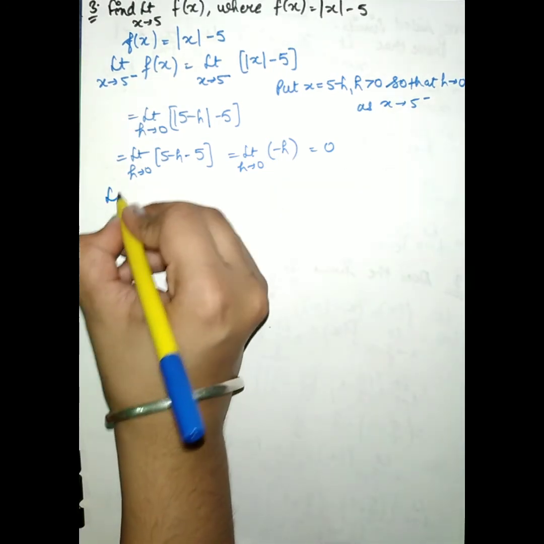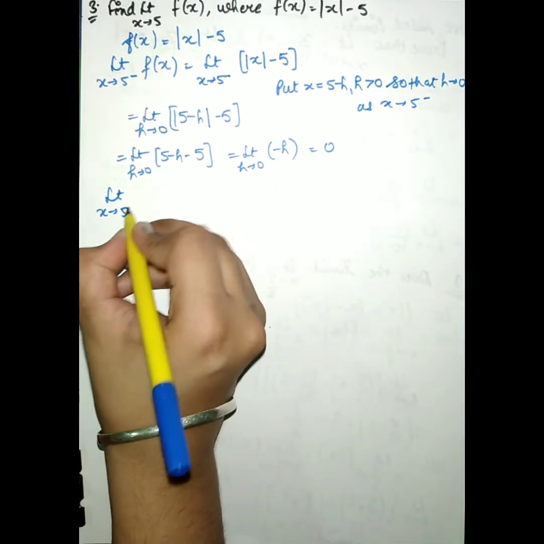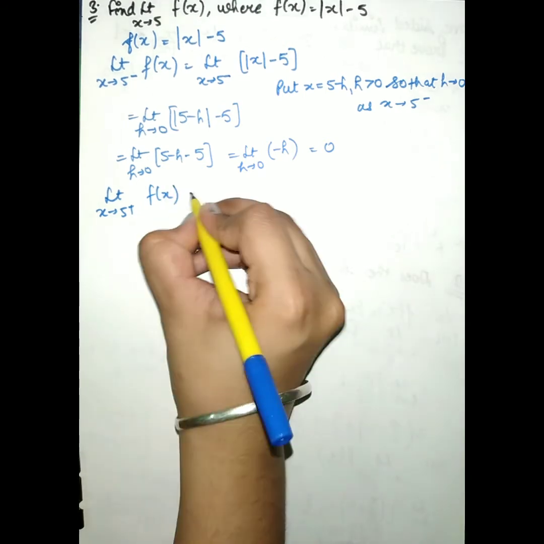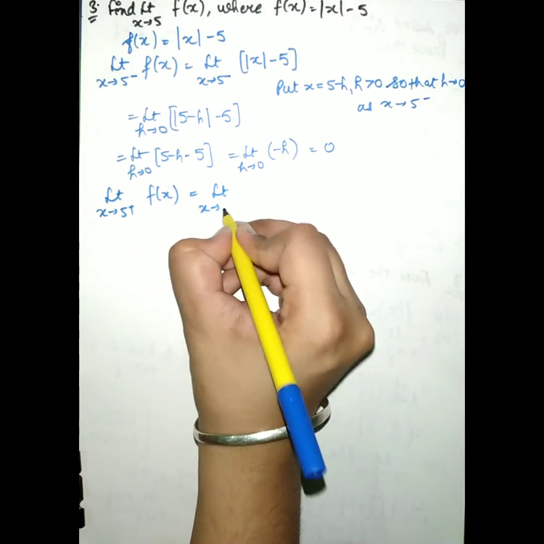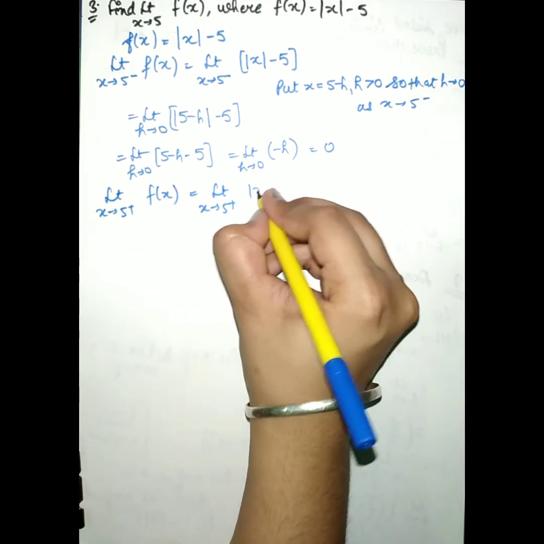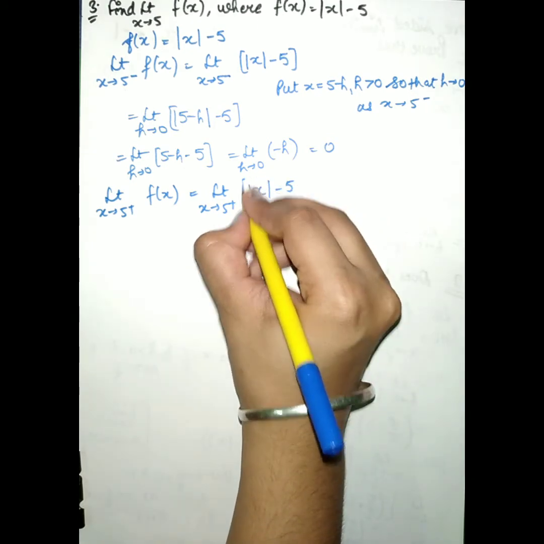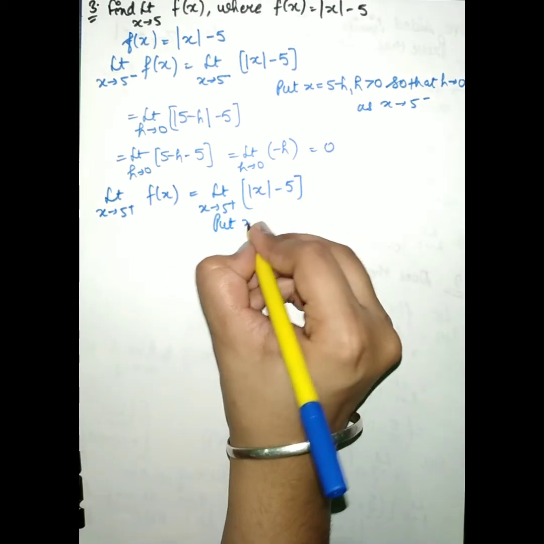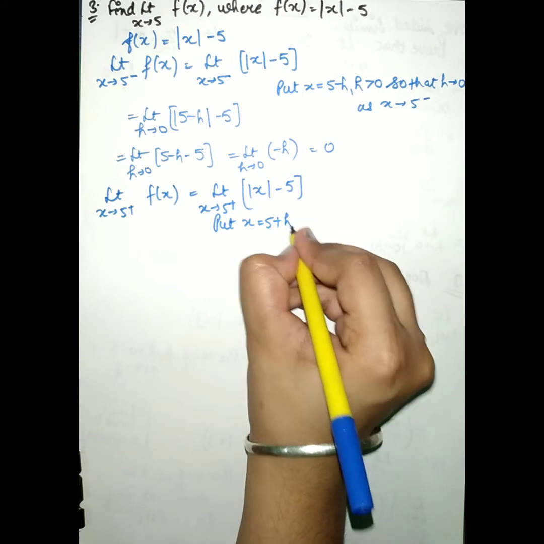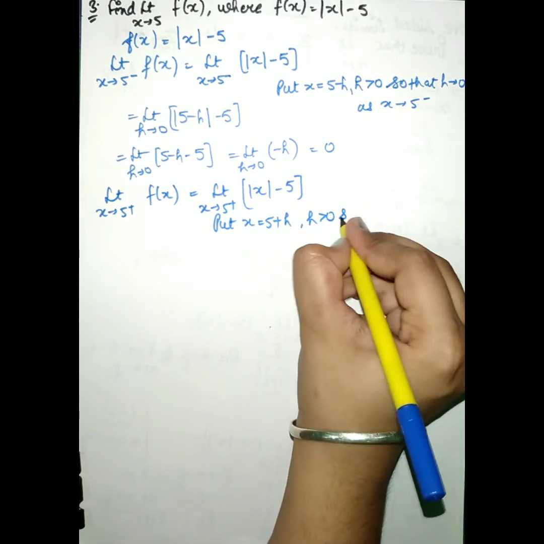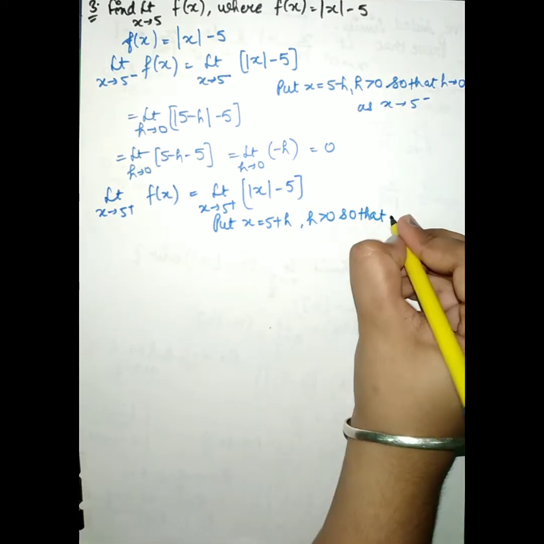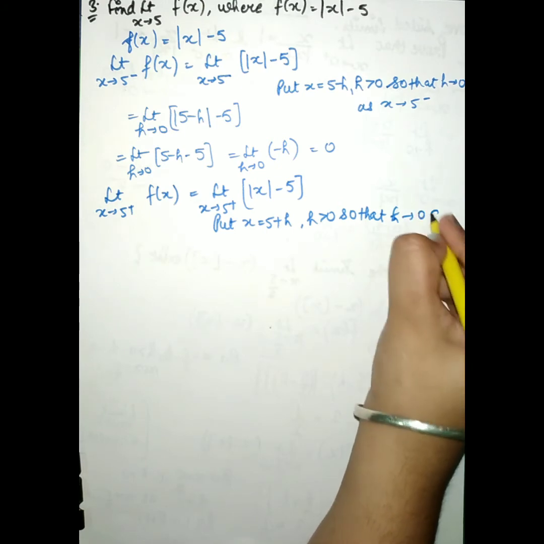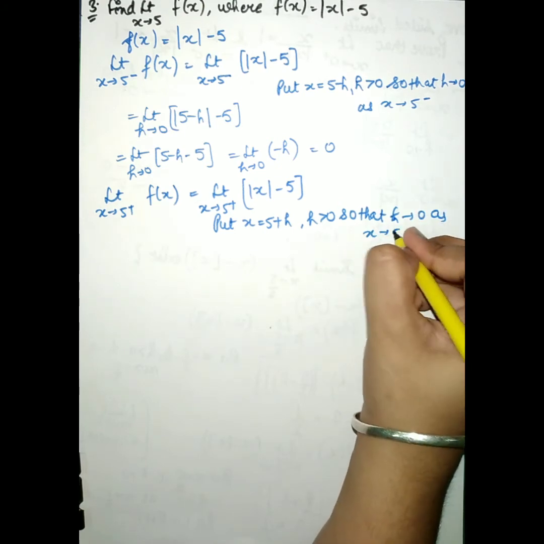Now we will solve for limit x approaches 5 positive of f of x, then it will become limit x approaches 5 positive of mod of x minus 5. Now put x equals 5 plus h, h is greater than 0, so that h approaches 0 as x approaches 5 positive.